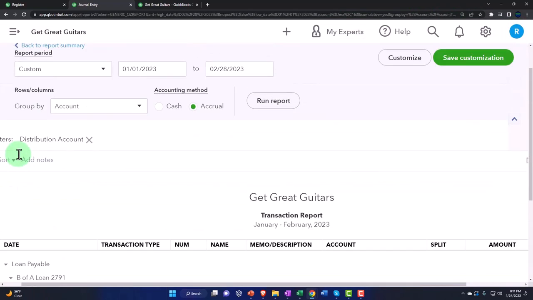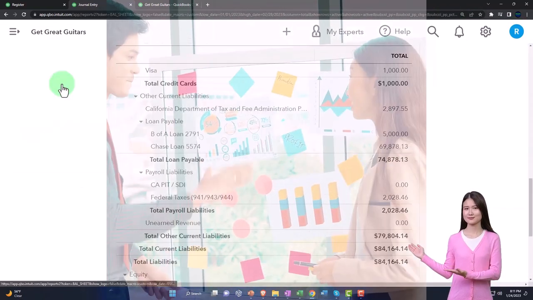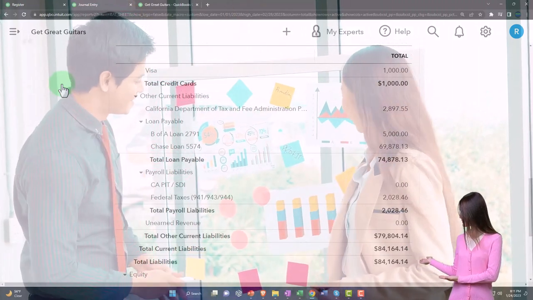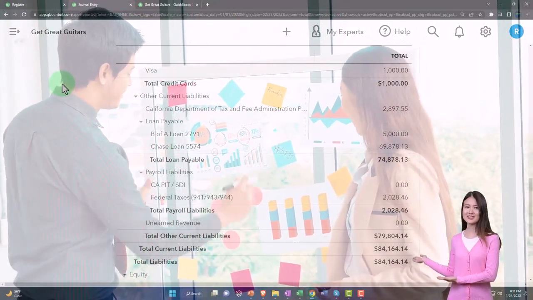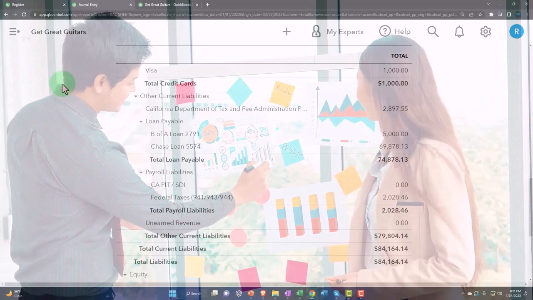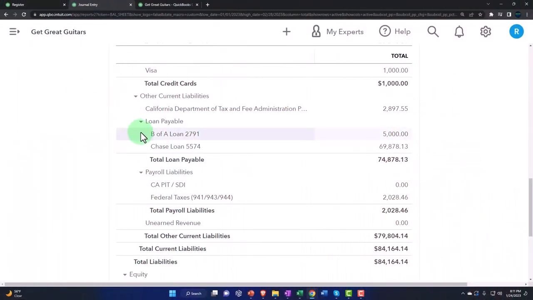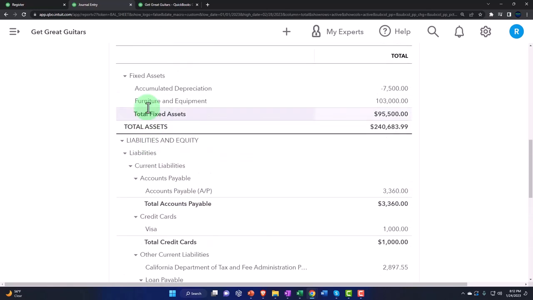Closing this back out and scrolling back up and back to the report, nothing happened to the income statement. When will stuff happen to the income statement? Why didn't anything happen to the income statement? Is it because we didn't pay cash? No. Even if we paid cash, nothing would have happened to the income statement. When is stuff going to happen to the income statement?